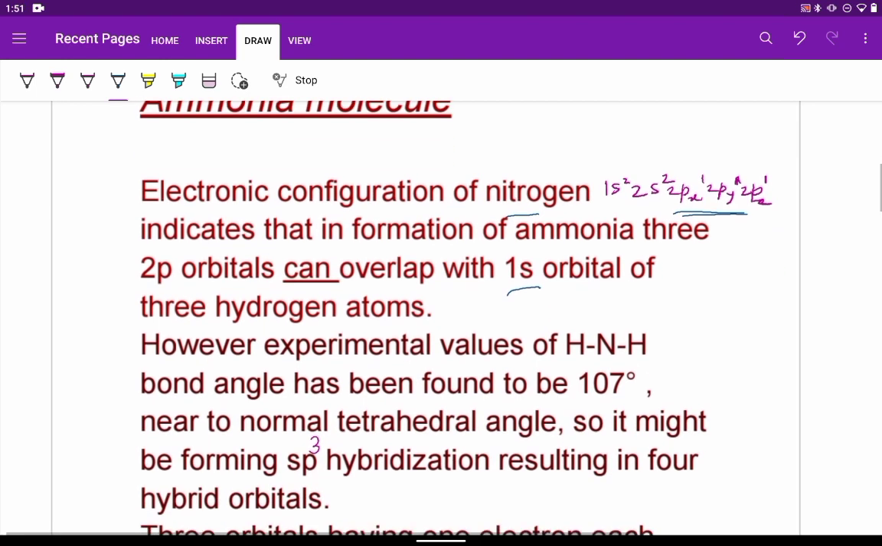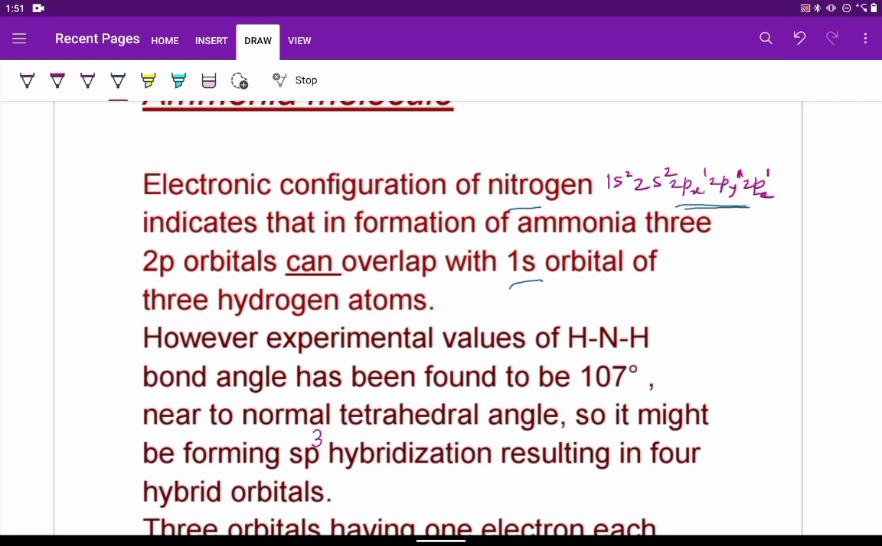But the experimental value obtained from ammonia for the bond angle H and H is found to be 107 degree. This is near to the normal tetrahedral angle, that is the ideal value of 109.5 degree. It is near to that, not exactly equal, but it is near. So we can predict that sp3 hybridization takes place here also. After sp3 hybridization, we will get 4 equivalent hybrid orbitals.